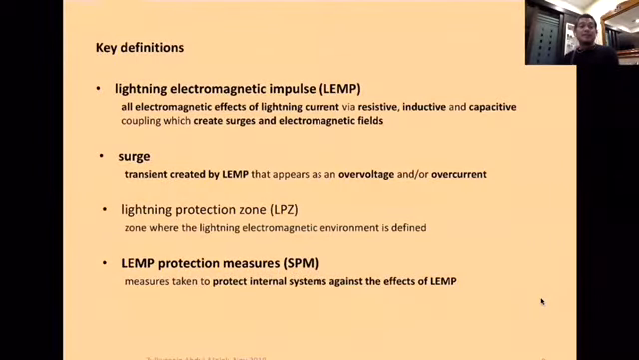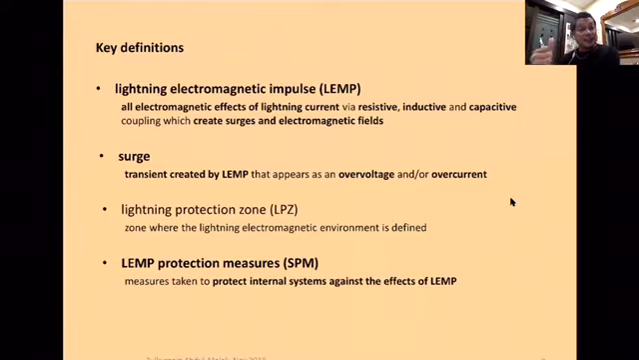So these are the definitions that you need to understand. The first one is called lightning electromagnetic impulse with respect to this chapter. LEMP, lightning electromagnetic impulse, is defined as all electromagnetic effects of lightning current via resistive, inductive, and capacitive coupling, which creates surges and electromagnetic fields. So remember, all the mechanisms, resistive, inductive, and capacitive, due to the lightning current, are called lightning electromagnetic impulse.